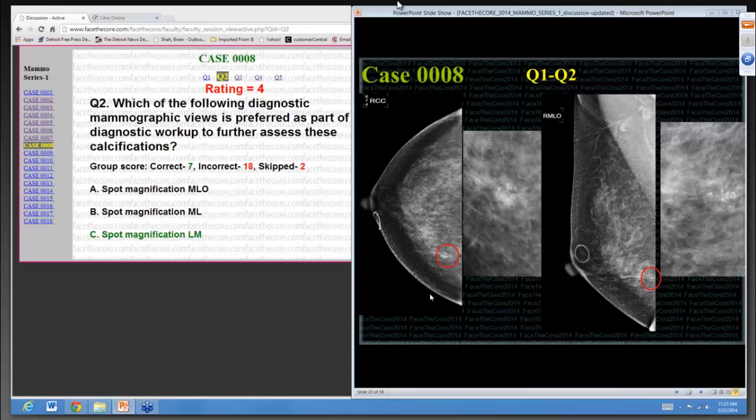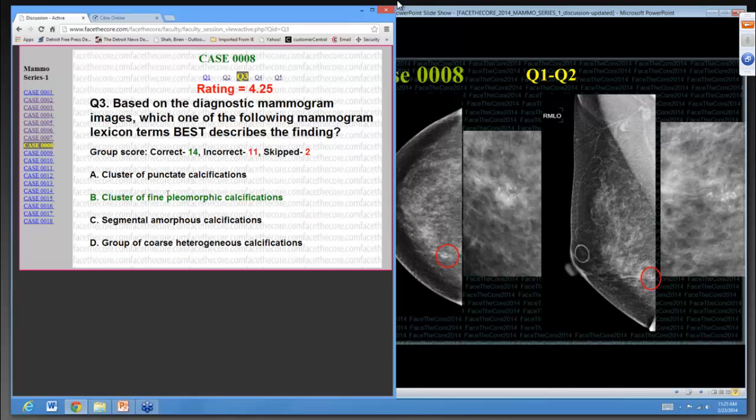And so the reason why we want to do that is our cassette or receptor is going to be on the medial aspect. We want it closest to the lesion, in this case calcifications. And so we do a lateral medial view. If this finding was laterally located, then we would have done a spot mag ML.